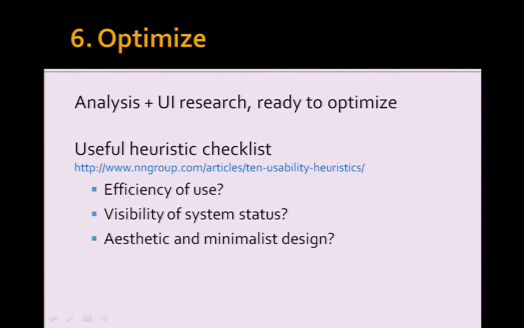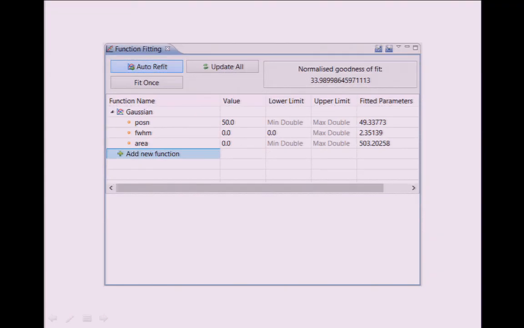OK, step 6 was optimize. So now we were ready to optimize at the same time as we were adding in the new features. So optimizing was really about implementing the new design, writing the code, getting it tested. But one thing we did keep at the forefront was to have this heuristic checklist. So as we were going through, we could check off things. And there's a link to one there, which is really good. So questions to ask yourself are, how's the efficiency of use? Is the system status really visible? And is it quite minimalist, or how's the aesthetic? So just things to keep at the forefront of your mind, even while you're adding in new features.